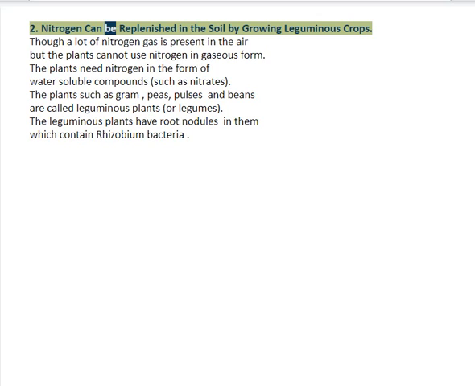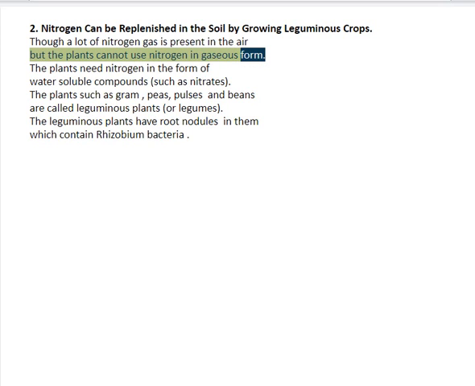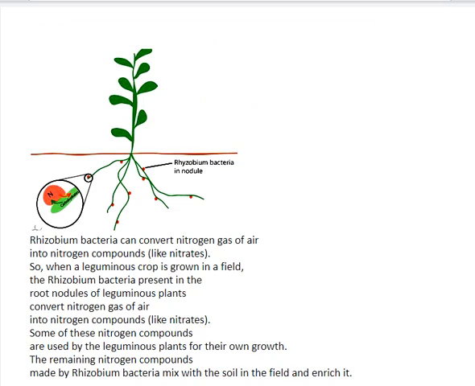2. Nitrogen can be replenished in the soil by growing leguminous crops. Though a lot of nitrogen gas is present in the air, the plants cannot use nitrogen in gaseous form. The plants need nitrogen in the form of water-soluble compounds such as nitrates. Plants such as gram, peas, pulses and beans are called leguminous plants or legumes. The leguminous plants have root nodules in them, which contain rhizobium bacteria.